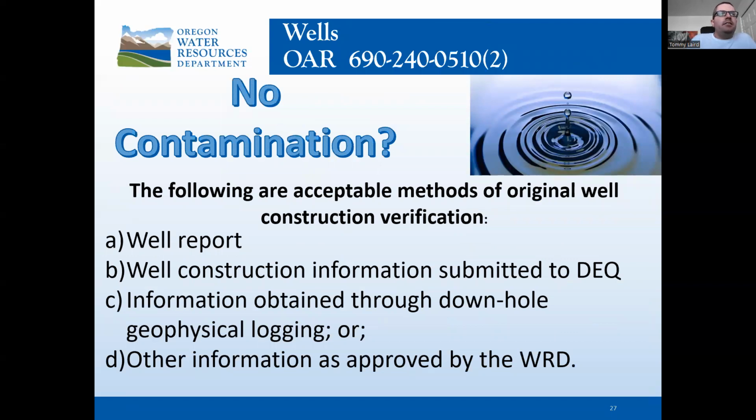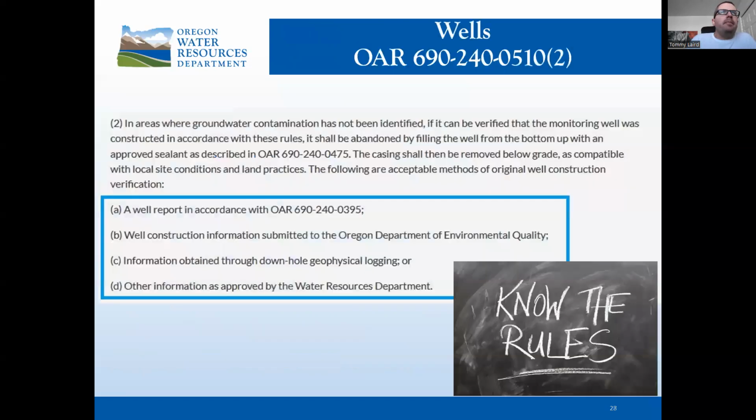On sites where there is no contamination, the following are acceptable methods of original well construction verification: the well report, the well construction information submitted to DEQ, information obtained through downhole geophysical logging, or other information as approved by Oregon Water Resources Department. For these sites, you may abandon the wells in place. As I stated, everything is here in this slide for OAR 690-240-0510. It's just a screenshot of the rules for you.